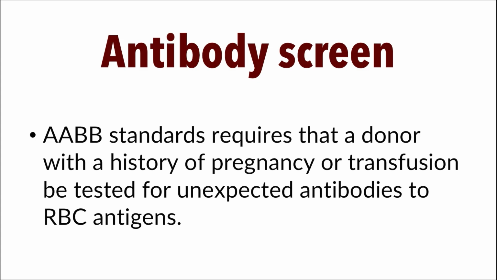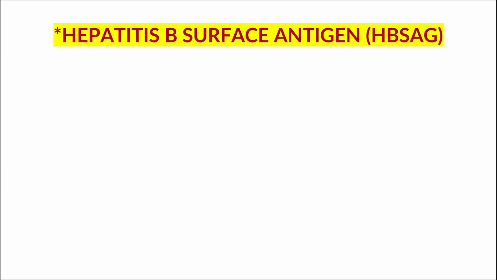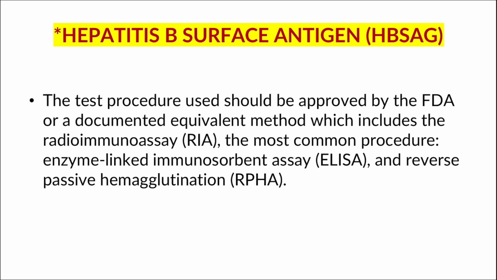And then antibody screen. AABB standards require that a donor with a history of pregnancy or transfusion be tested for unexpected antibodies to RBC antigens. Because sometimes there will be an antibody that is directed to the antigen of the patient. However, there are antibodies which cannot be detected in those instances, so we need to perform the antibody screening using reagent cells. Next one, HBsAg.